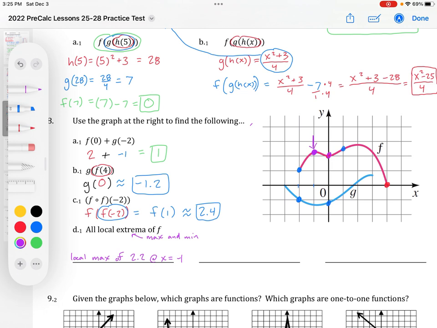All right, now our local min is next. That's like a low point. So we have a local min of 2 at x equals 0. And then the next one would be about here. I would say it's a y value of about 2.8. And that's a high point, so I'm going to say it's a local max of 2.8 at x equals 2. So those are all your local extrema of that function f.